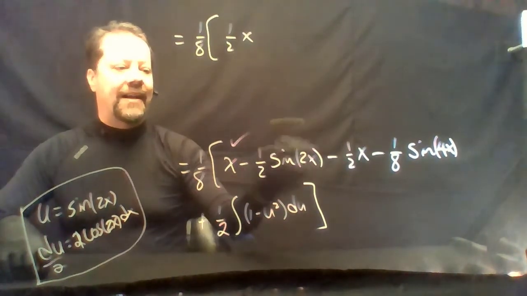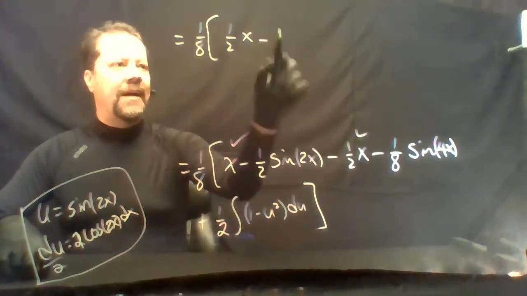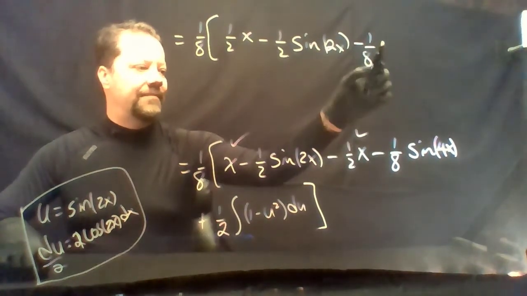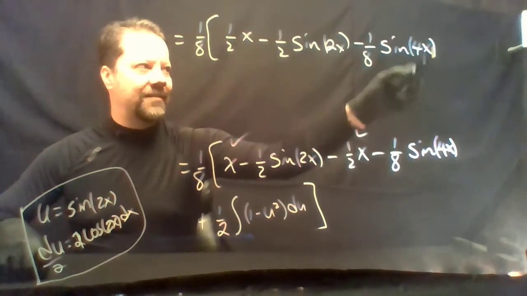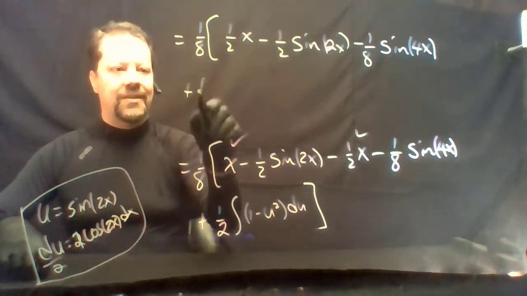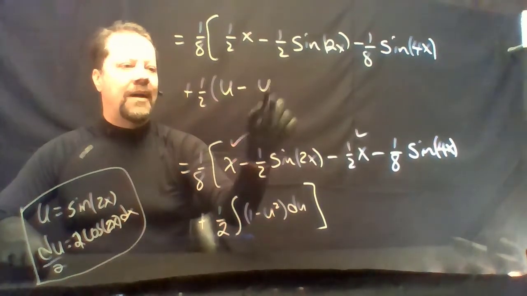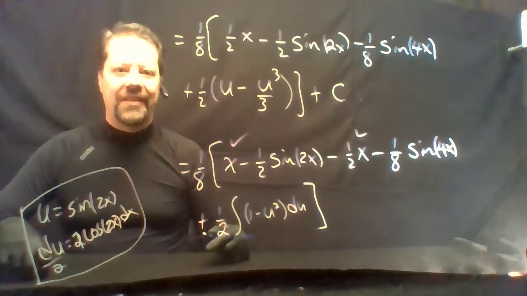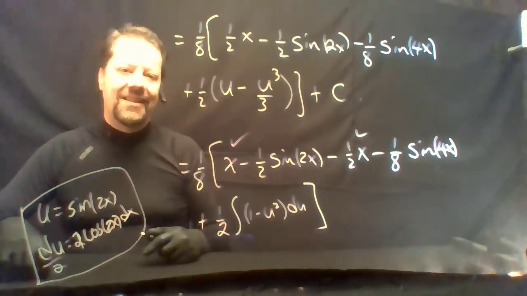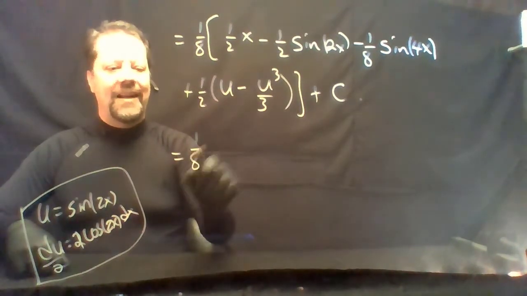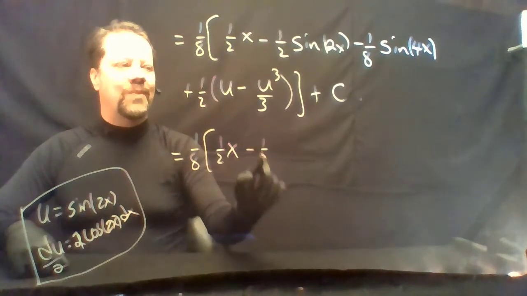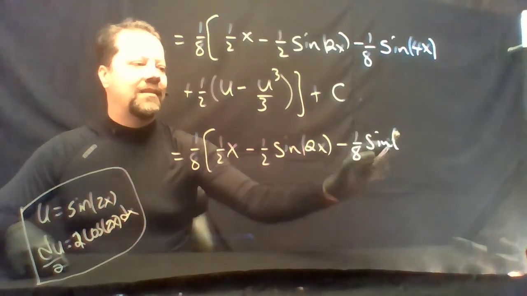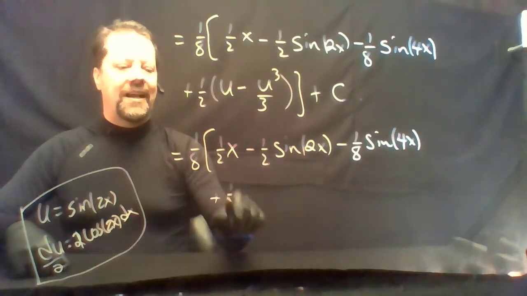We have an x minus 1/2 x. That's a positive 1/2 x. We have minus 1/2 sine of 2x and also minus 1/8 sine of 4x. Then we have plus 1/2 u minus u cubed over 3, close bracket, plus a constant of integration. The only thing left to do is to substitute for u. We have 1/8, 1/2 x minus 1/2 sine of 2x minus 1/8 sine of 4x plus 1/2.